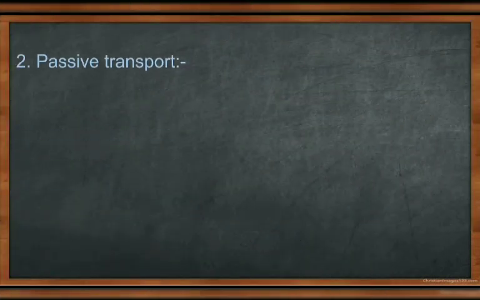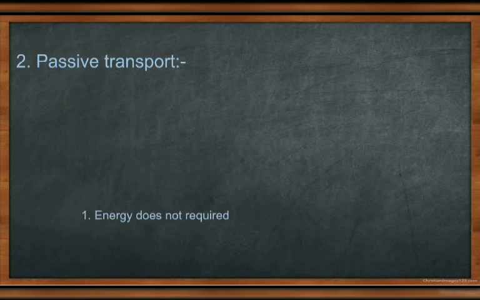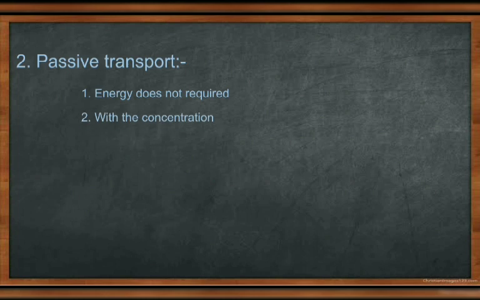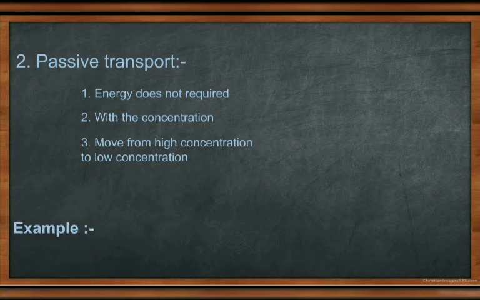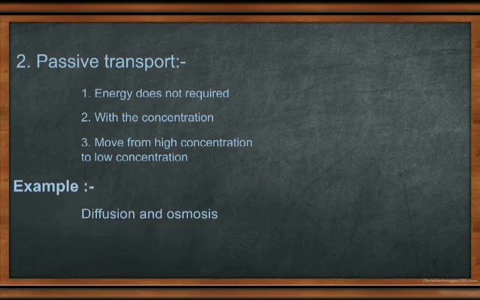Next one is passive transport. Passive transport is just opposite to the active transport, because in active transport energy is required, but here no energy is required, okay. It can move with the concentration, from higher concentration to the lower concentration. So keep these three points in your mind, that diffusion and osmosis will come. Diffusion and osmosis are the examples of passive transport, because in diffusion and osmosis any particle will easily move from higher concentration to the lower concentration.